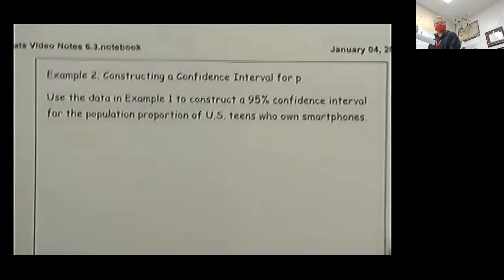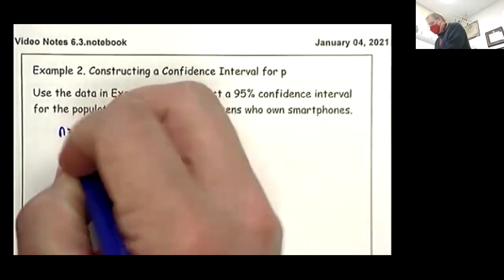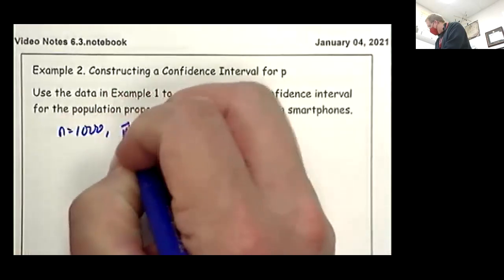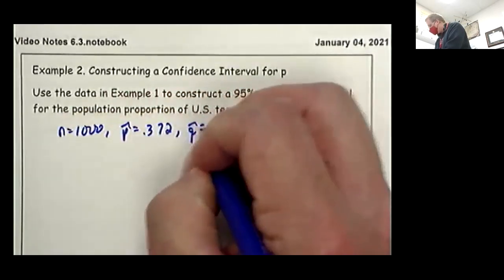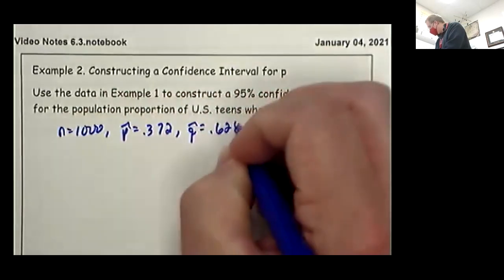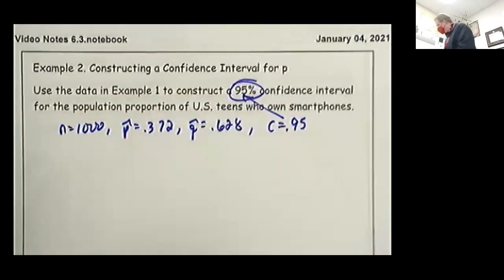Let's construct a confidence interval for P. Use the data in example 1 to construct a confidence interval for the population proportion of US teens who own smartphones. So we know N is 1,000. We know P hat is 0.372. We know Q hat is 0.628. And we want a confidence interval of 0.95. That came from right there.